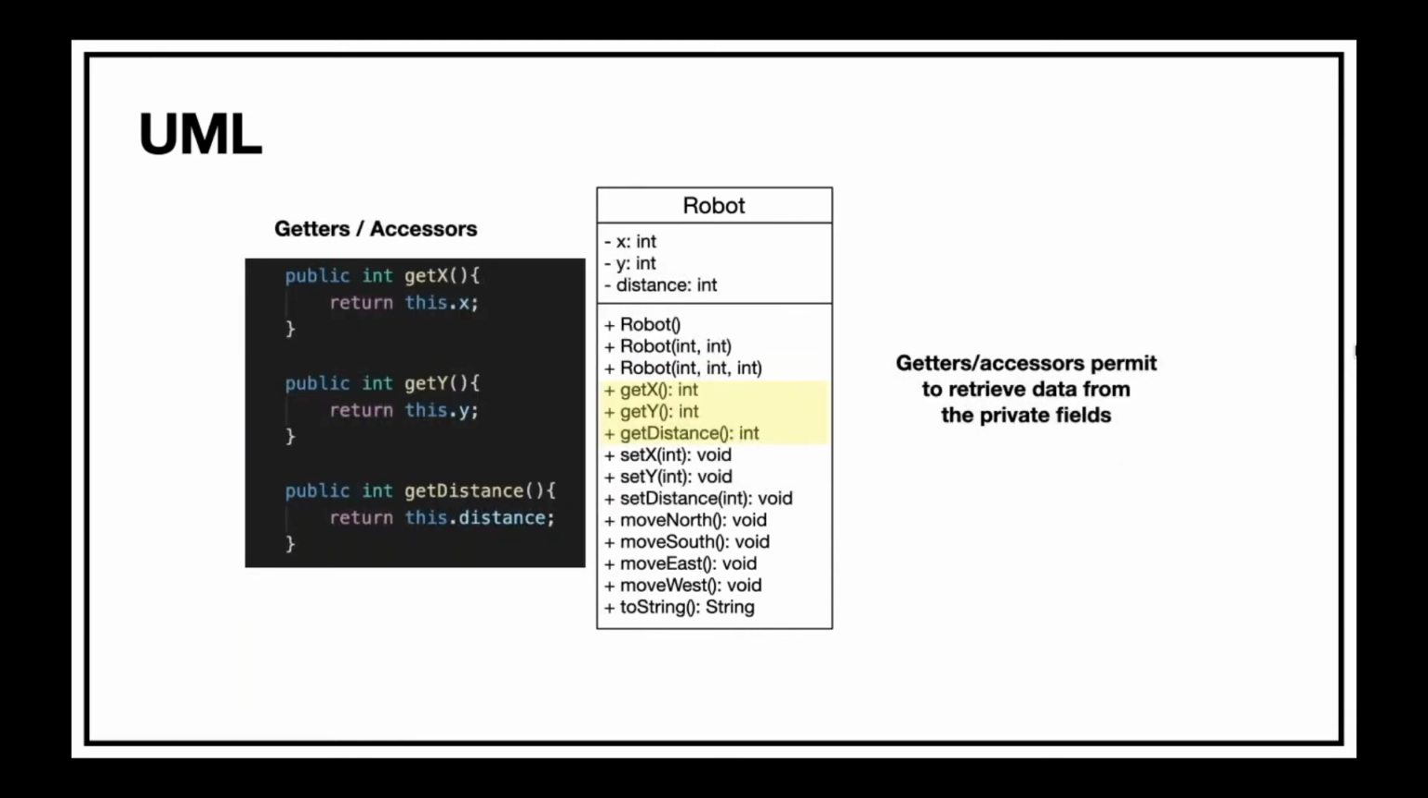The next item is called getters, also known as accessors. Getters and accessors permit us to retrieve data from the private fields. Very useful whenever you are outside of the class Robot and you want to extract information, for example, x, y, or distance. Let's pay attention to how these are defined. The plus sign represents the encapsulation type. All getters usually are public because we want to provide this flexibility to everyone who is outside of this class to access x, y, and distance without any problem. That's why we provide the plus sign.